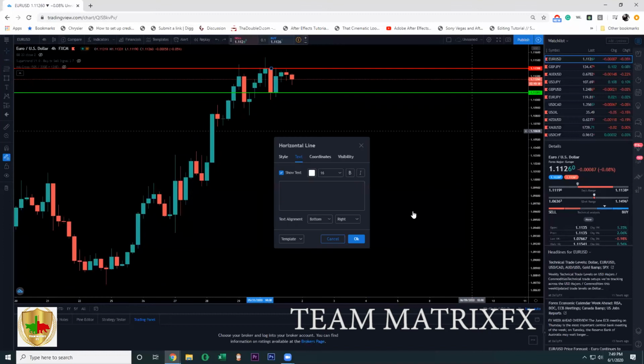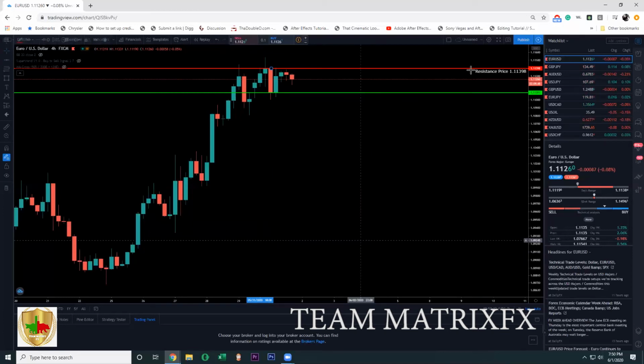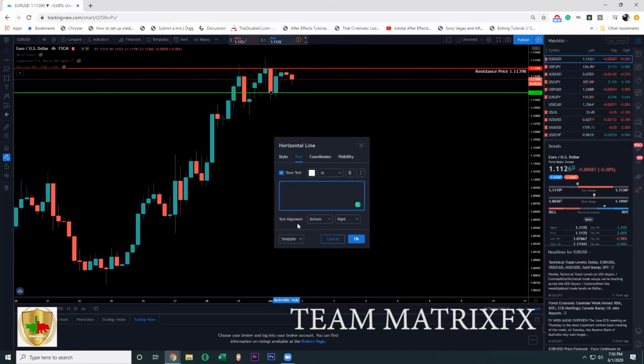And then just to keep my analysis real neat, keep everything labeled, because at the end of the day, we do want to become professional forex traders. You must stay professional at all times. Keep everything labeled to where it makes sense. So this is going to be resistance price, 1.11398.